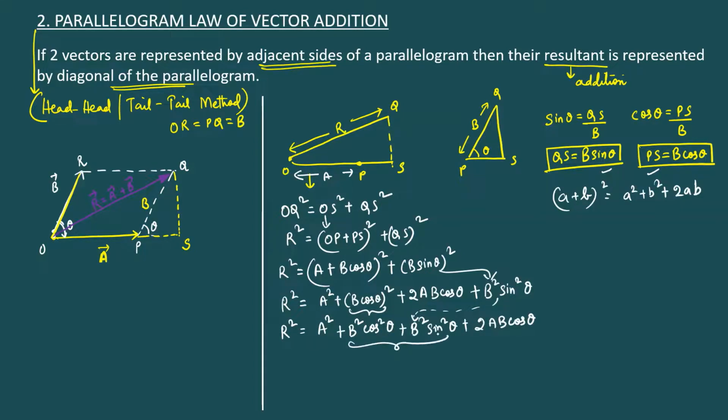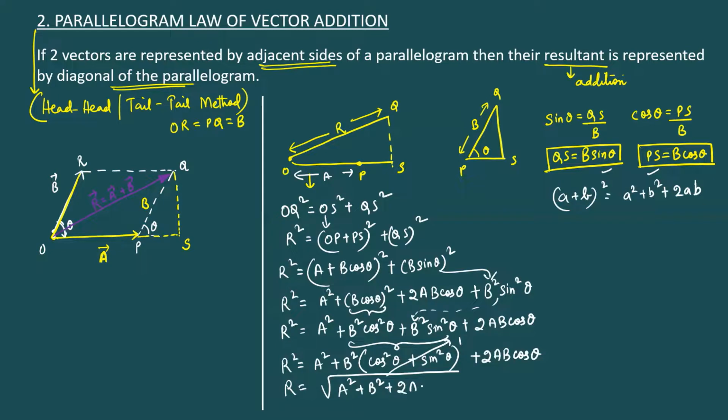Now from these two terms, I can take out B square common. If I take out B square common, what will be left out? Cos square theta plus sine square theta, plus 2AB cos theta. Sine square theta plus cos square theta, we know it is 1. Therefore, sending the square to the other side, the resultant value is going to be the square root of A square plus B square into 1, plus 2AB cos theta. This is the resultant value.